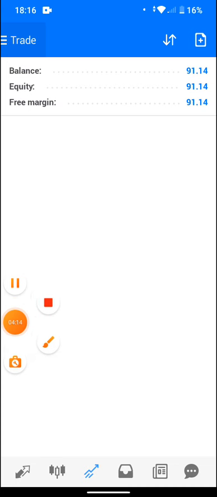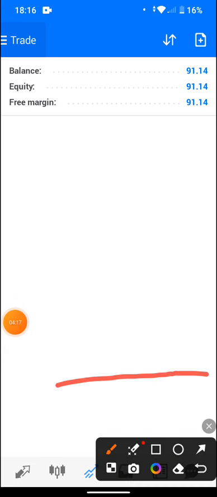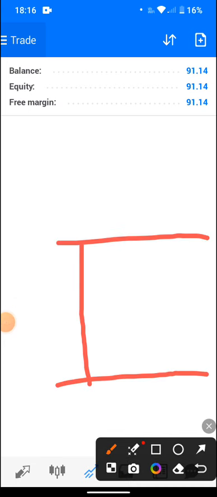Then one thing you must know, please pay attention to this: when this is our support at the bottom and this is our resistance at the top, when price moves to this resistance, it bounces back to the support.